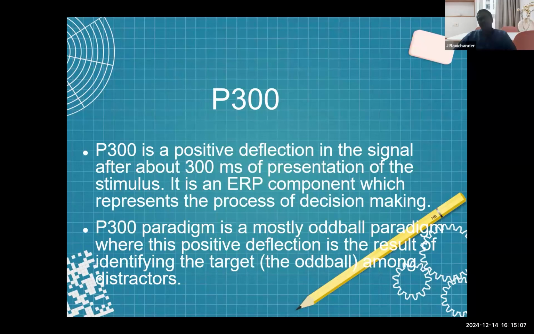So we add some different experiments. One of them is the oddball paradigm. Here, different things will happen, and in that, one odd thing also happens. When the odd thing happens, your brain reacts, or some deflection will happen in your brain. That is called the oddball paradigm or P300. So this P300 paradigm is mostly an oddball paradigm, where this positive deflection is the result of identifying the target among distractors.